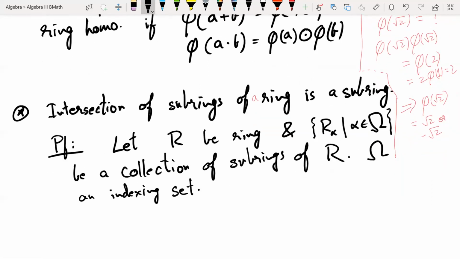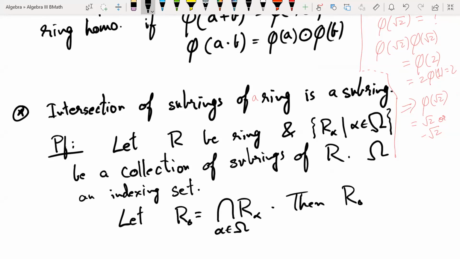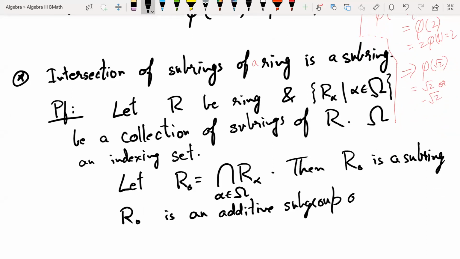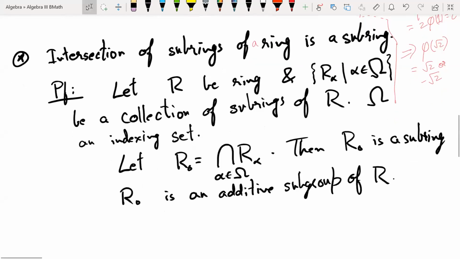So let R naught equal the intersection of R alpha over alpha in omega. Then R naught is a subring. Of course R alpha under plus is a group, so R naught is an additive subgroup of R. I'll just appeal to group theory. Basically, if you take two elements a and b in R naught, then a and b are contained in R alpha for each alpha. So a minus b belongs to R alpha for each alpha, and hence to the intersection. Similarly, the same argument holds for products.